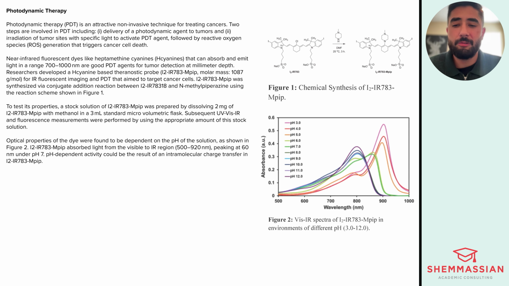So again, we want to do the same thing. We do see some figure title. The figure title says, visible IR spectra of MPIP in environments of different pH from 3 to 12. We also see that this has 2 different axes. We have absorbance, and we also have wavelength.